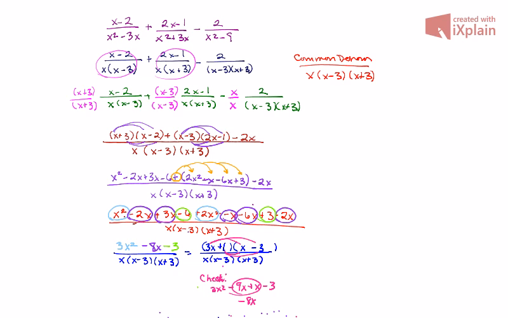So what I want you to note here is that I have an x minus 3 in the denominator and an x minus 3 in the numerator. So my final answer is going to be 3x plus 1, and then I have an x and an x plus 3 left in the denominator. So what I have circled there is my final solution.